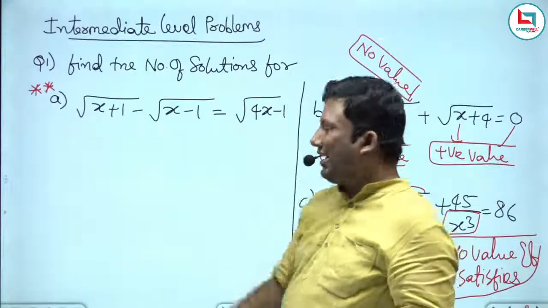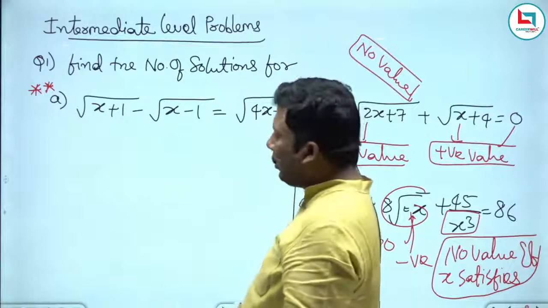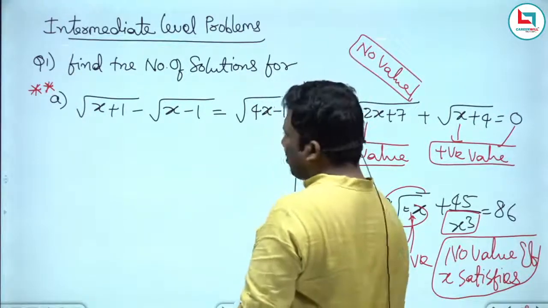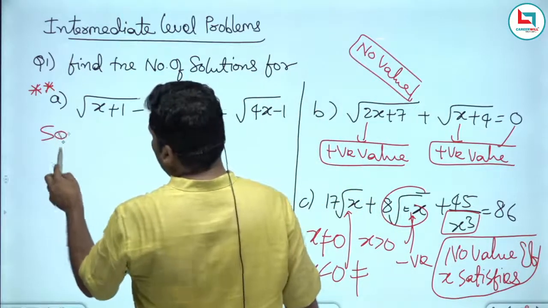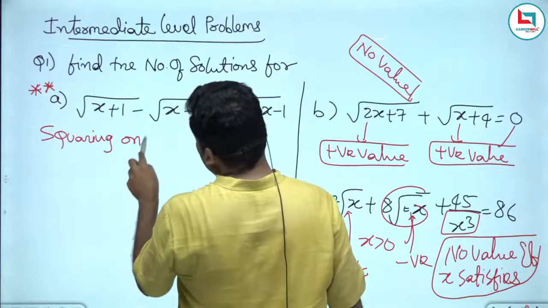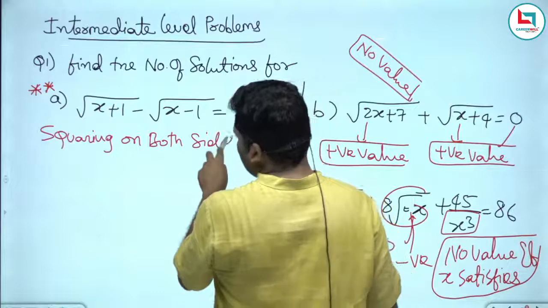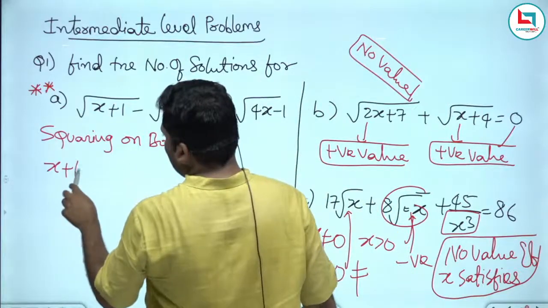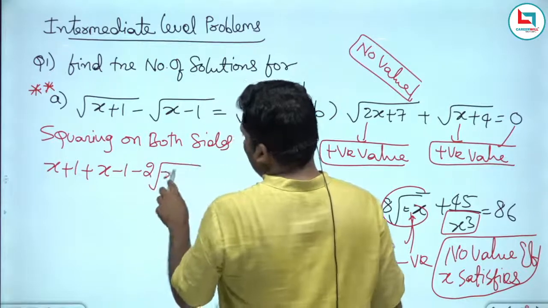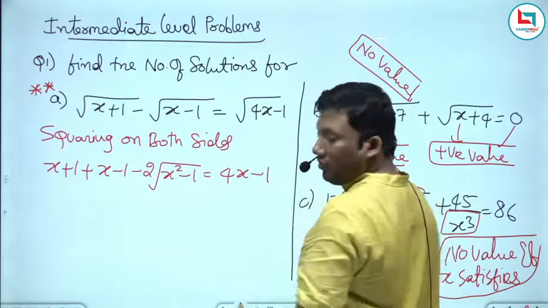Good questions, tricky questions. Question number 3: root of x plus 1 minus root of x minus 1 equivalent to root of 4x minus 1. Squaring on both sides. If I square it on both the sides, this is x plus 1, this is x minus 1, minus 2 root of x square minus 1, is 4x minus 1. Are you with me?